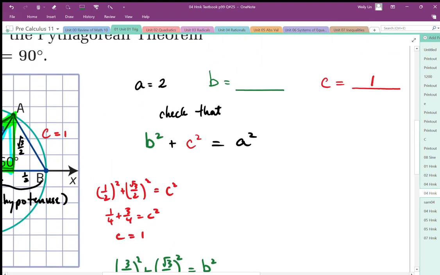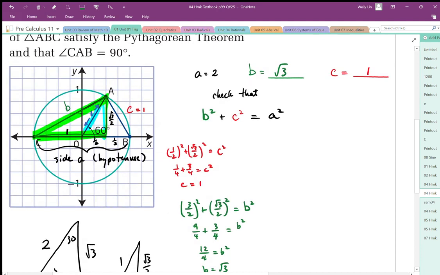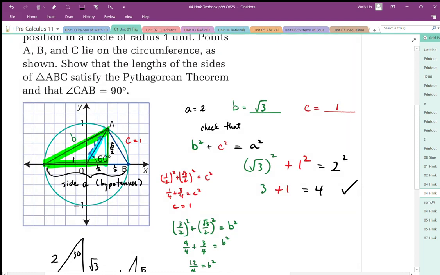So plugging in square root of 3 here, I'm now going to test. I've got my lengths of the outside of that triangle, and I'm going to test that in Pythagoras' theorem. So root 3 squared plus 1 squared must be equal to the hypotenuse, which is along the bottom, of 2 squared. And this is in fact true because I end up with 3 plus 1 is equal to 4. So this satisfies Pythagoras' theorem, which means not only does it satisfy Pythagoras' theorem, it also proves that the angle in the corner here must be 90 degrees.